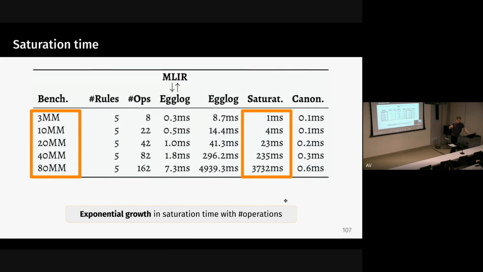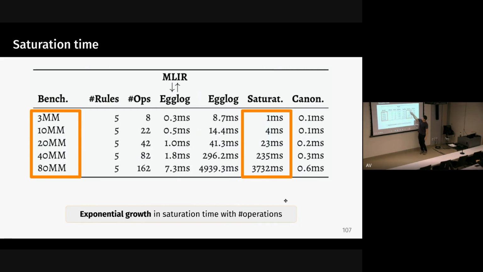Okay, again, what is the bad news? Well, saturation time is again exponential. So here, just focus on the highlighted columns. I'm showing you here the benchmark. This is 3 matrix multiply. This is 10 matrix multiply. So we have basically 11 matrices we're multiplying together. This is 18 matrices. We're doing here a study of how things scale.